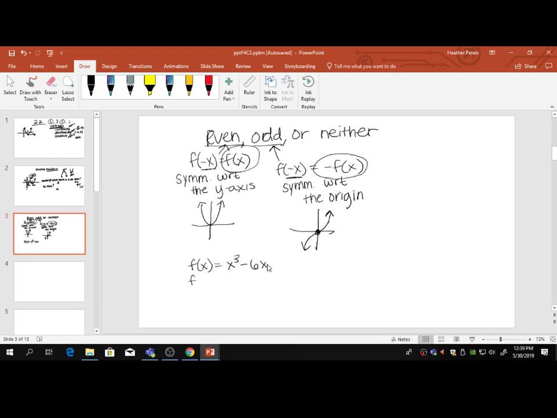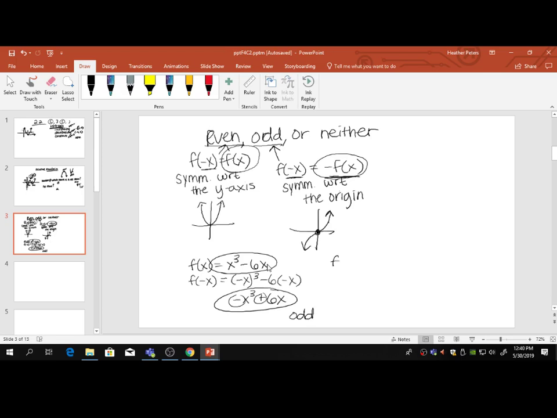So I'll just plug in negative x everywhere there's an x. So I get negative x cubed minus 6 times negative x. Well, if you do negative x times itself 3 times, you get a negative x cubed. And here a negative times a negative is positive 6x. So if you notice, these signs, negative and then positive, are exactly the opposite of the original. This was positive and then negative. So since it's the exact opposite, it's going to be odd.